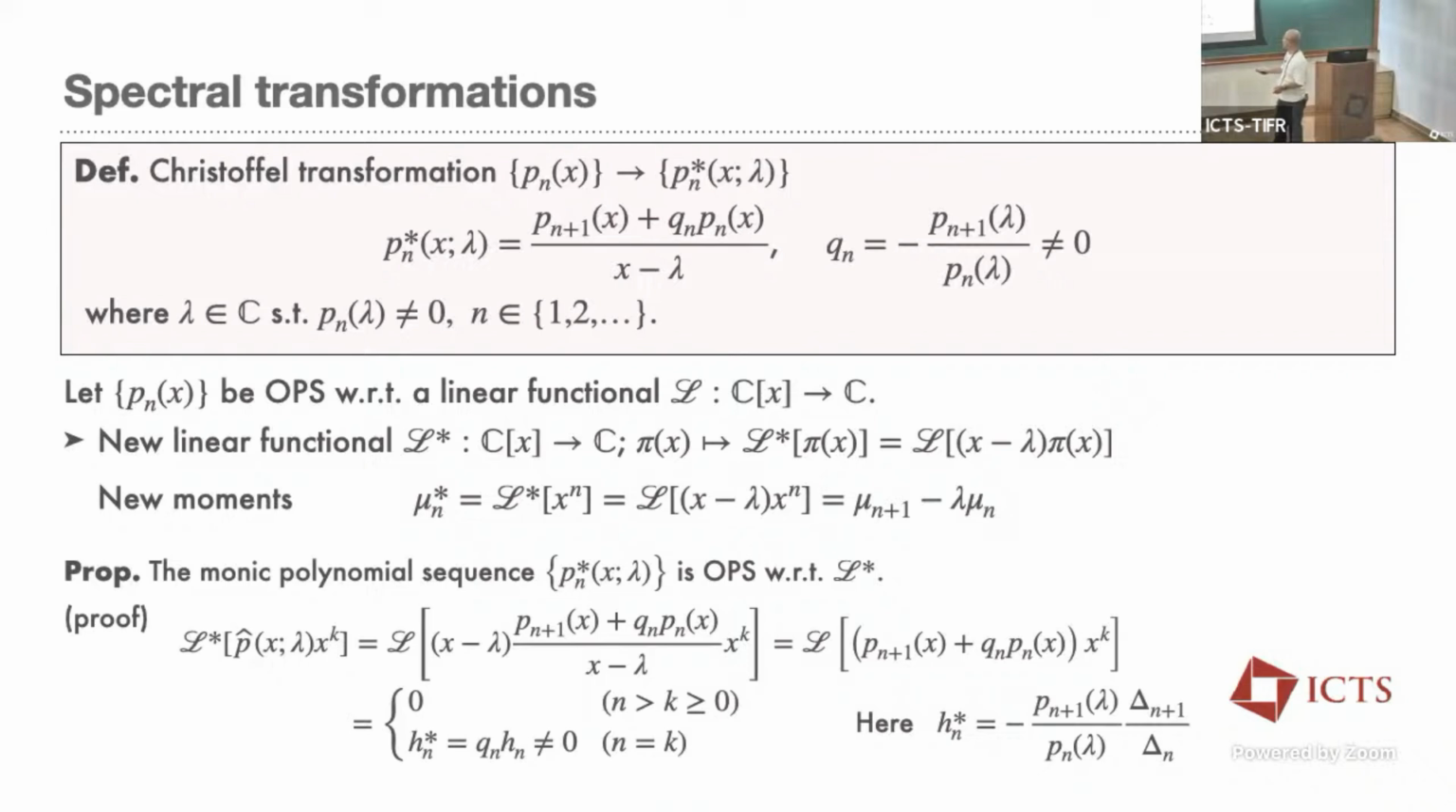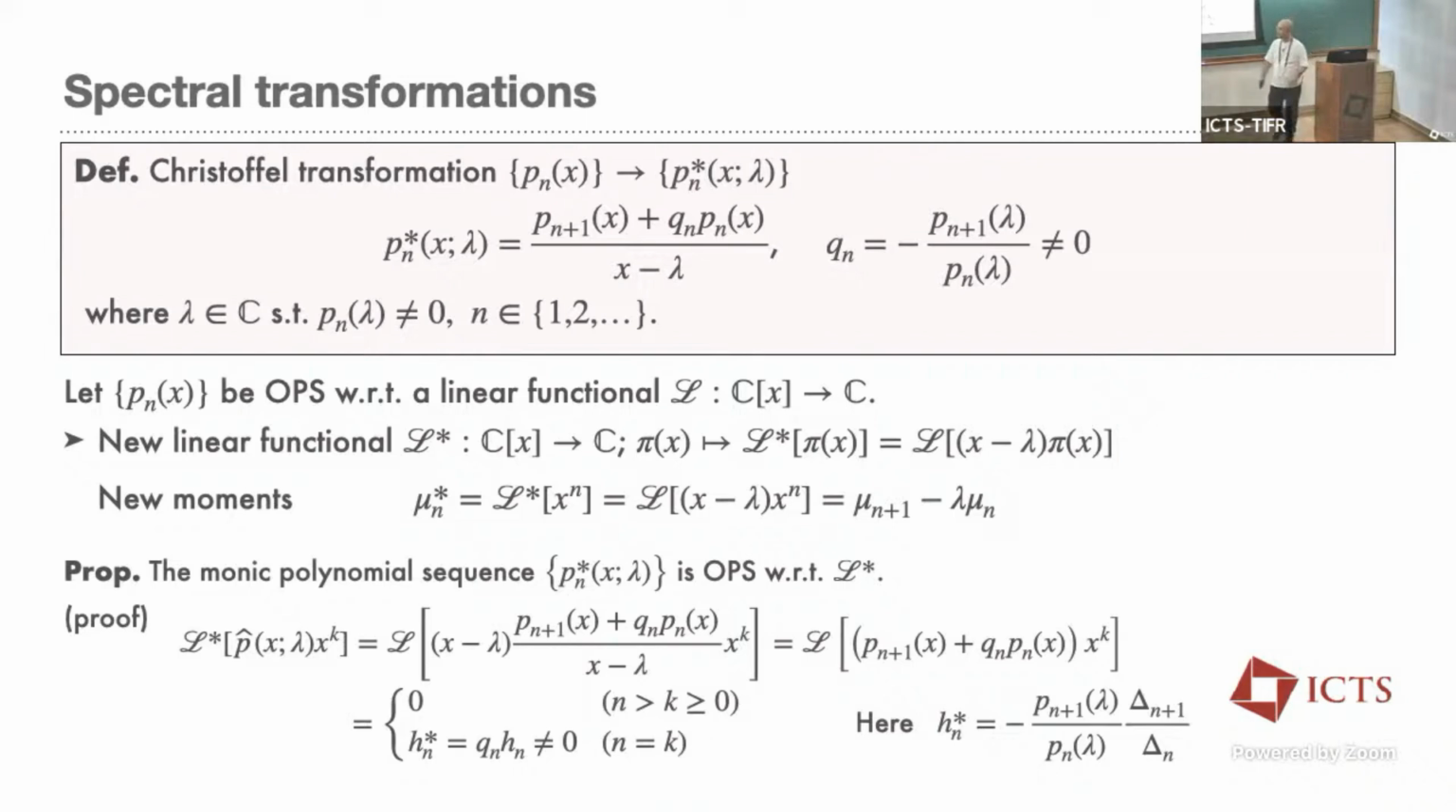But anyway, for the new polynomial system, Pn star with x to the k will be related in this way. So you see that if k is smaller than n, then it should be 0. And if k equals n, then some qn hn should appear. And already we are assuming qn should not be 0, and hn is a non-zero constant. So hn star, the new orthogonality constant, should also not be 0. Okay.